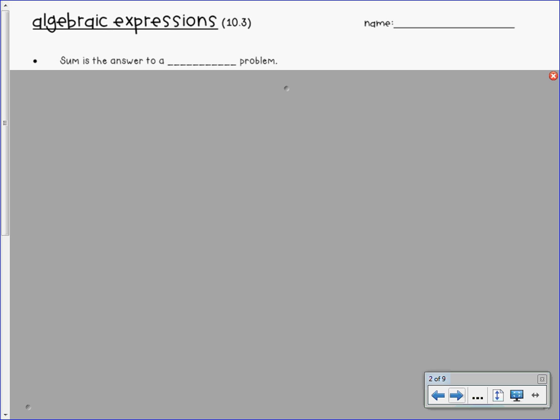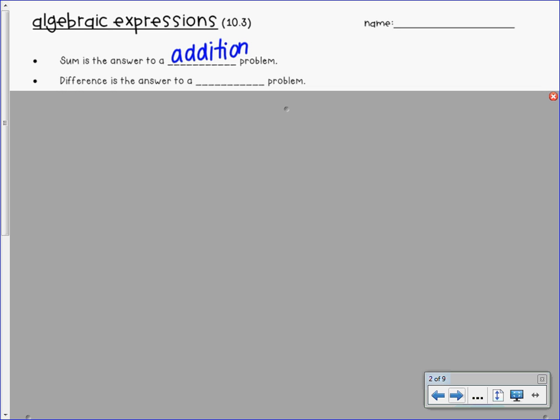If I ask what is the sum of this question, what do you know you are for sure going to be doing to solve this math problem? Ashton, what do I know I'm for sure going to be doing? Adding, or addition. Okay, so if you ever see the word sum, you know that you are going to be adding.